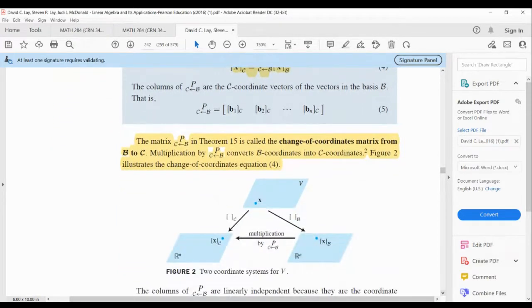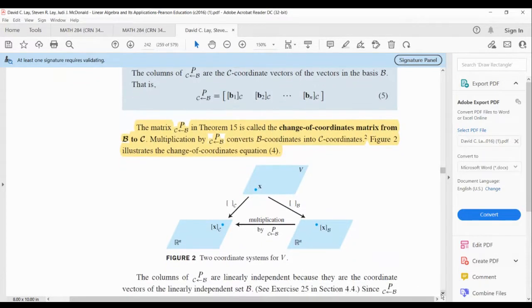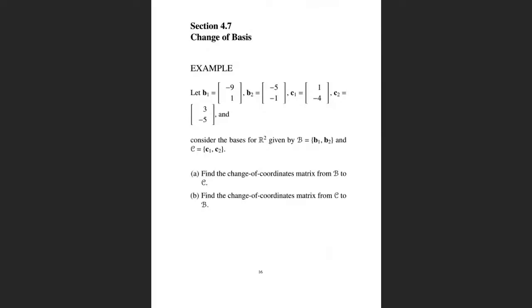And pictorially, this is really the scenario that you're doing right here. You have this vector x in vector space V, and you're trying to relate the coordinate systems with respect to basis C and basis B. Okay, you're trying to relate the coordinate systems between basis B and basis C. So let's look at an example, and so you can see how this works. Okay, let me give you a moment to copy this example down, okay?